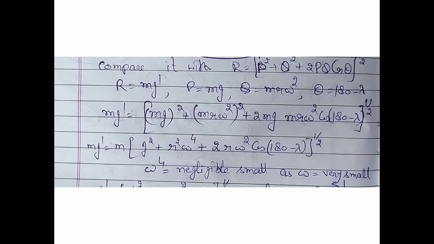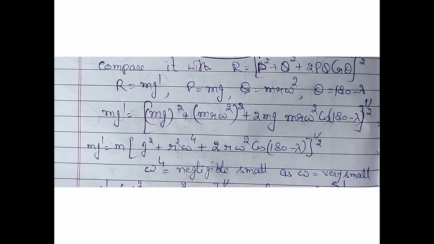So use this formula, the parallelogram law of vectors: the square root of P square plus Q square plus 2PQ cos theta is equal to capital R. P is mg, Q is m r omega square, theta is 180 minus lambda, and R is the new weight, that is mg dash, the variation of g which we have to observe. So keep m constant, cancel out, and ignore or neglect omega to the power 4, because omega is very small for earth. It is 2 pi by T, T is very large and omega is very small. You know, in one day it is 24 hours, that is 86,400 seconds. That makes omega very small, a fraction.